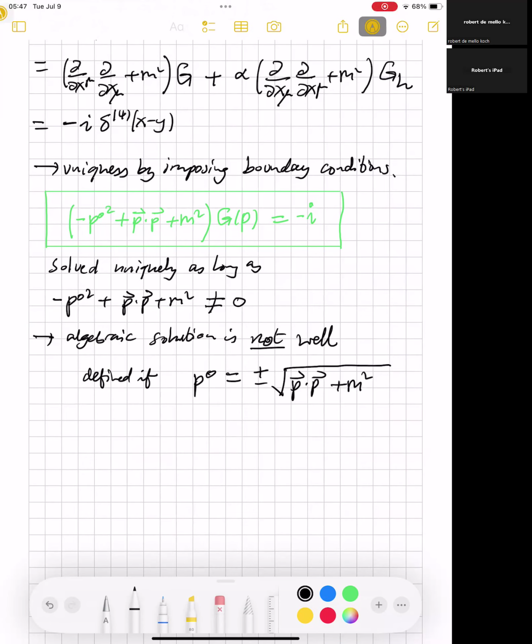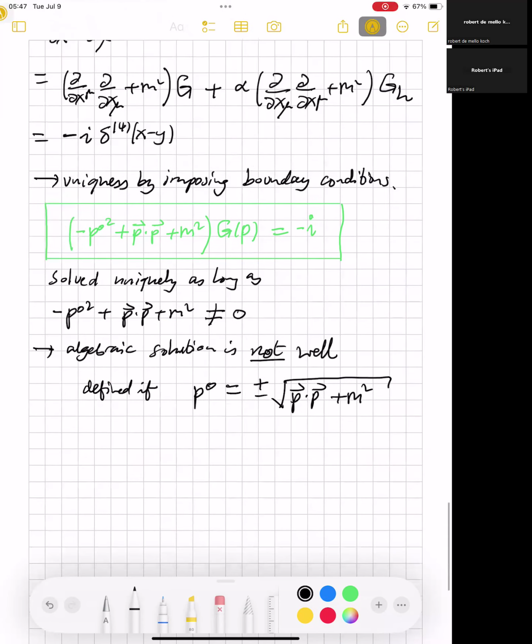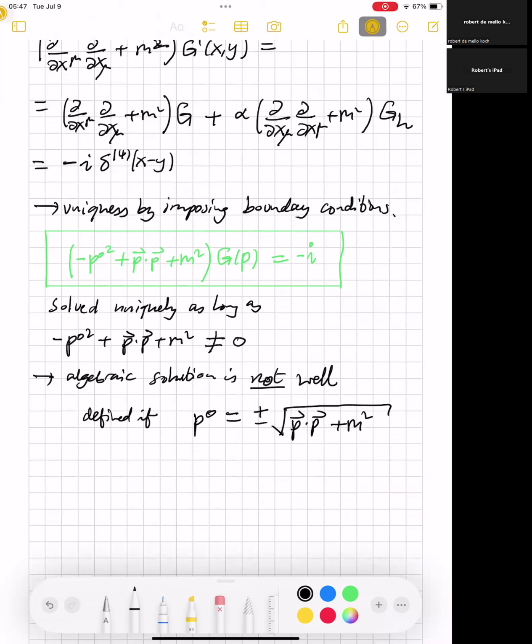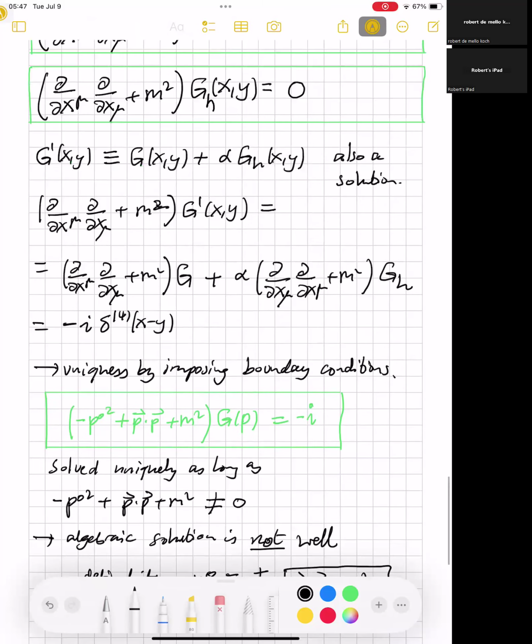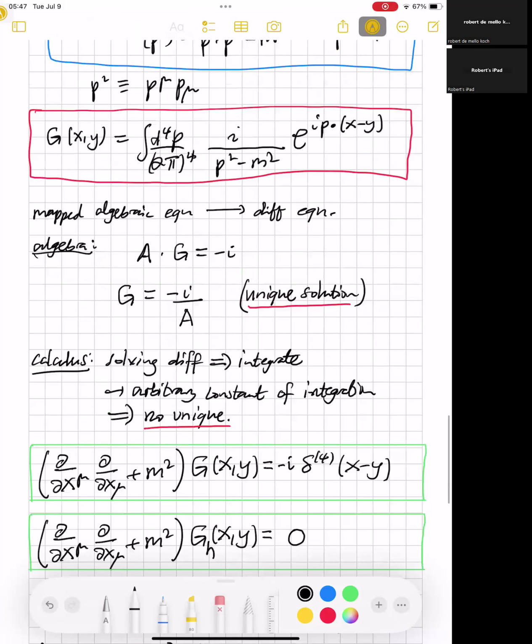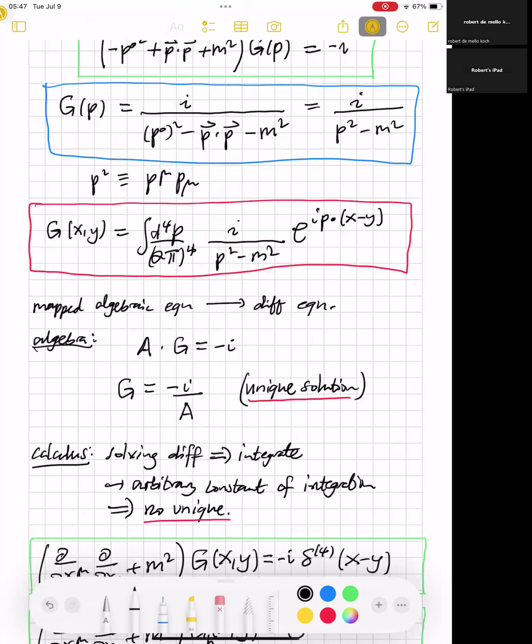squared. At these values of p naught, in fact, we cannot solve our algebraic equation straightforwardly because it has the form of naught times g of p is equal to minus i. And at these points, if you look at the integral solution that we had, it's points at which the denominator, p squared minus m squared, vanishes. When that denominator vanishes, the integral is singular, and if the integral is singular, we need to specify some extra data to get a unique solution.